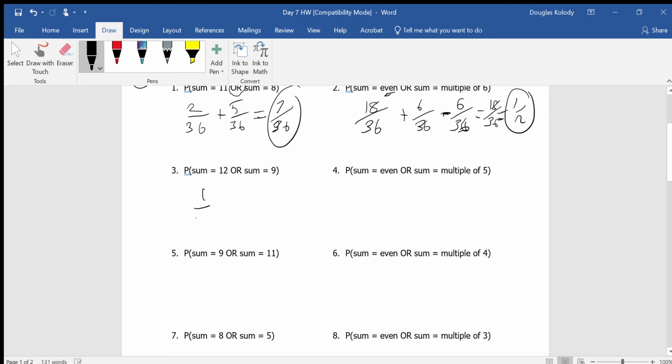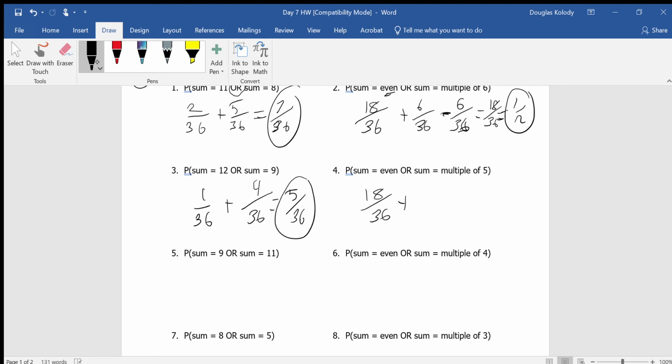The sum is 12, or the sum equals 9. There's one sum of 12, plus there are 4 sums of 9, and they are mutually exclusive events, so we're left with 5 over 36. Because 4 plus 1 is? That's right.